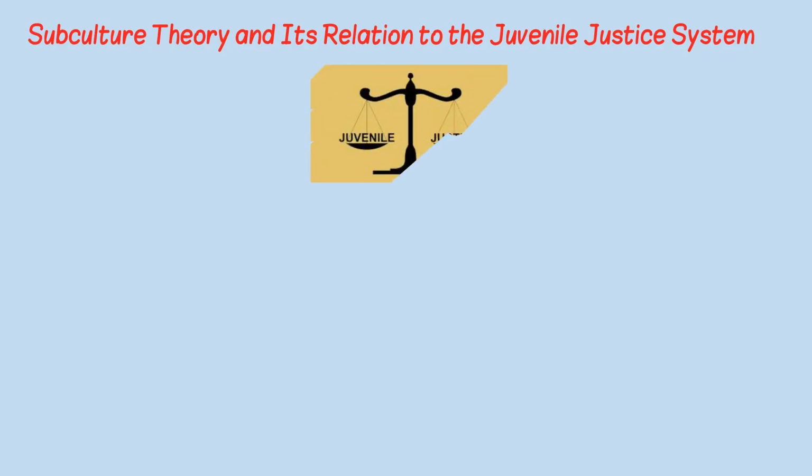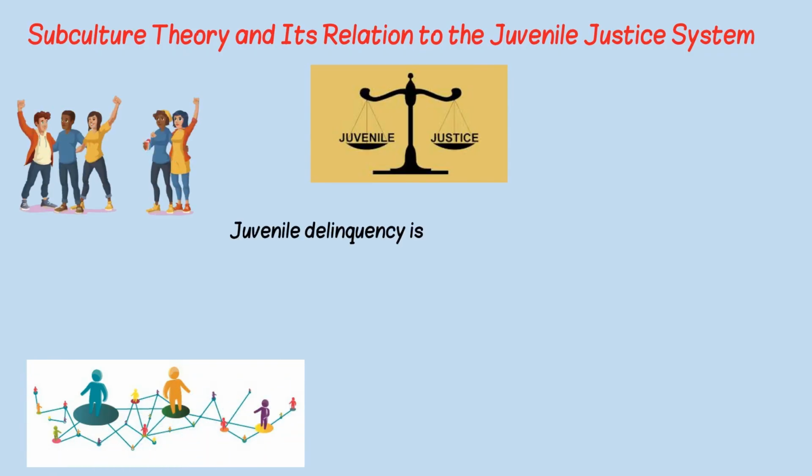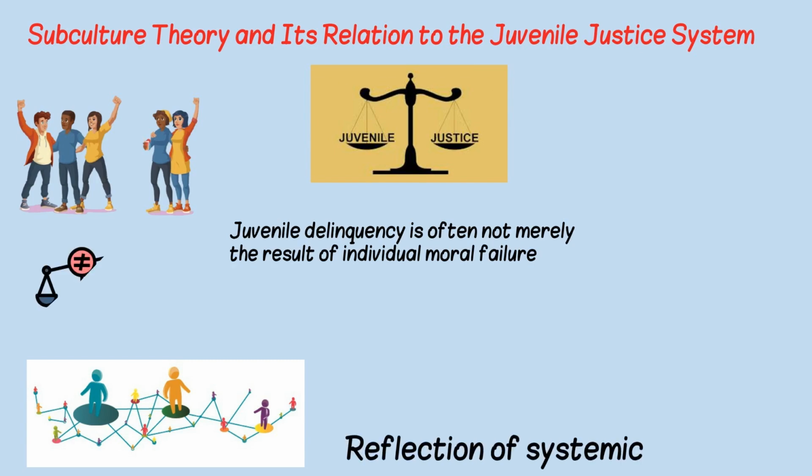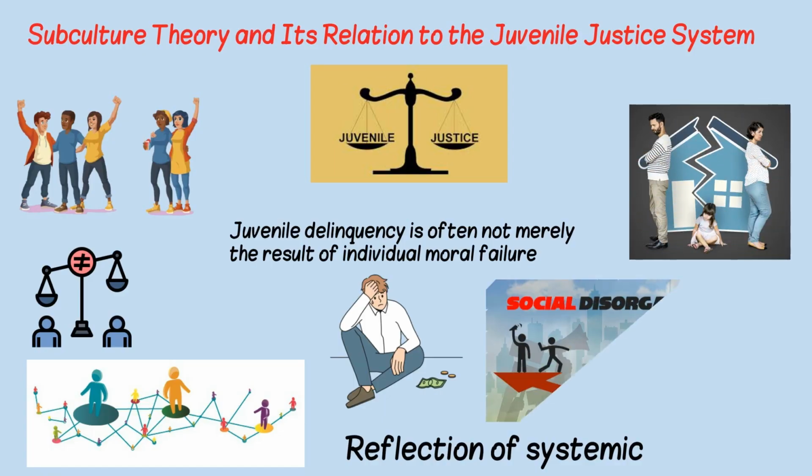Subculture theory and its relation to the juvenile justice system. In the juvenile justice system, subculture theory underscores the importance of understanding the social contexts that shape youth behavior. Juvenile delinquency is often not merely the result of individual moral failure, but a reflection of systemic inequalities, including poverty, family instability, and community disorganization.